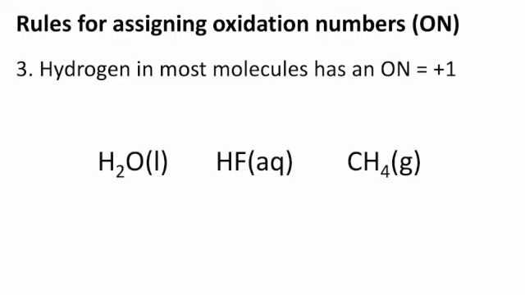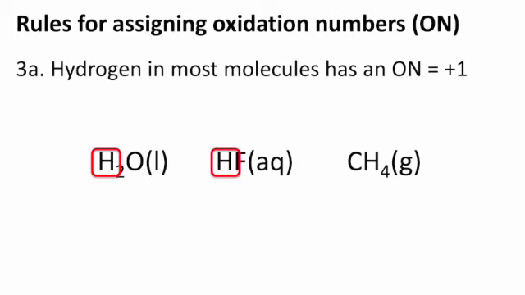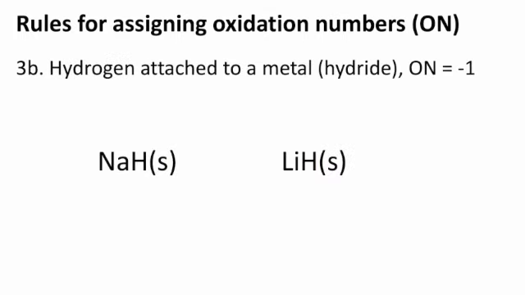All right, hydrogen in most molecules has an oxidation number of +1. So hydrogen, hydrogen, hydrogen, they're all +1s. I would say 95% of the time we're going to have the +1. Every once in a while we might see a hydride like sodium hydride or lithium hydride, when hydrogen is attached to a metal, the oxidation number is -1. Honestly, that's pretty rare, but we could ask you questions about it.